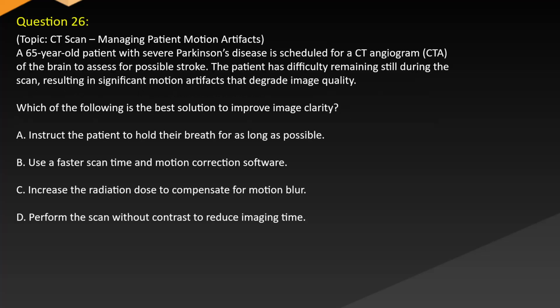Question 26. Topic: CT scan. Managing patient motion artifacts. A 65-year-old patient with severe Parkinson's disease is scheduled for a CT angiogram (CTA) of the brain to assess for possible stroke. The patient has difficulty remaining still during the scan, resulting in significant motion artifacts that degrade image quality. Which of the following is the best solution to improve image clarity?